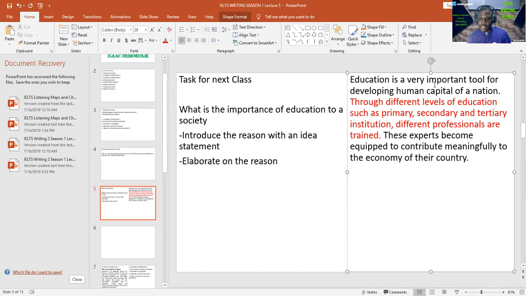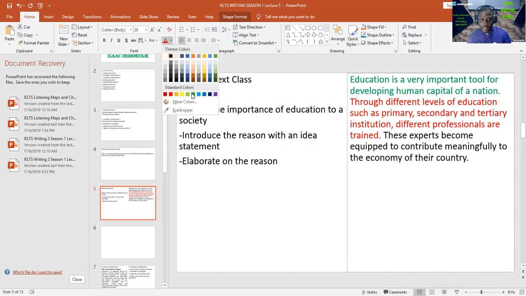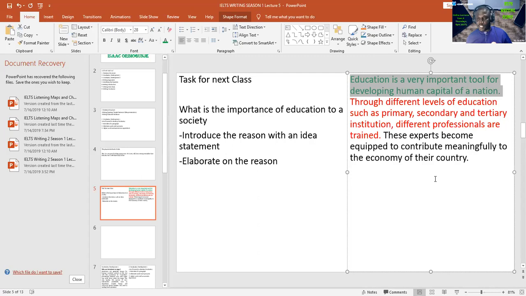So can you see? Education is a very important tool for developing human capital of a nation. So then I went further. I said two different levels of education, such as primary, secondary, and tertiary institution, different professionals are trained. These experts become equipped to contribute meaningfully to the economy of their country. If you look at all the next two statements after this, they were only describing my initial statement. That is the first idea statement. And that is how you build your essay. You don't build your essay by saying another thing outside the main idea that you introduced.